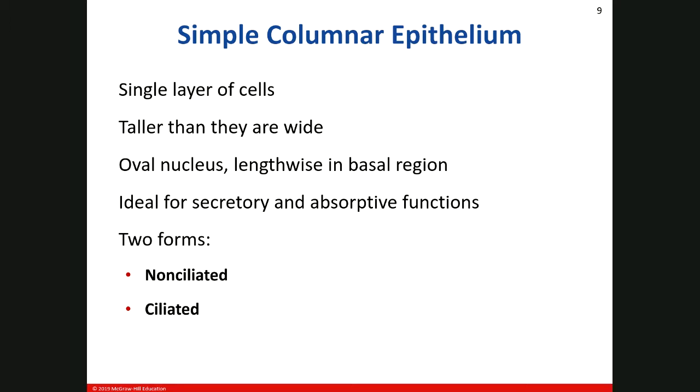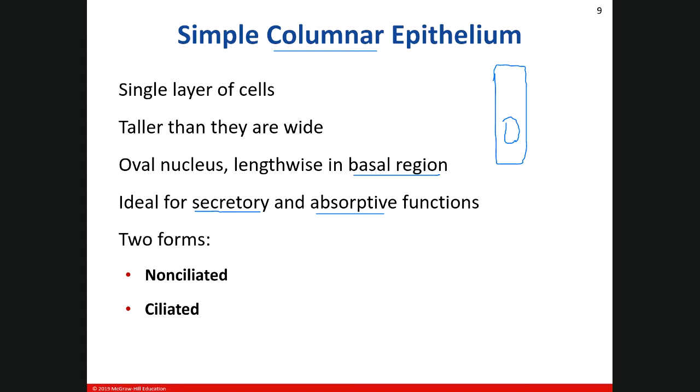All right, and then we got simple columnar. Now, remember, columnar is going to be a tall cell, so it's going to look like a column. And you see the nucleus will be at the bottom there, or near the bottom. So again, it's simple, so it's one layer, taller than it is wide. The nucleus will be in what we refer to as the basilar region, and it'll look like an egg. So this type of epithelium, again, is going to have a role of secretion and absorption.